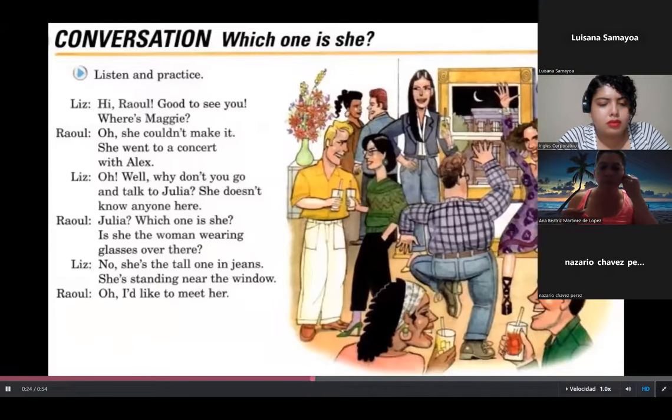Hi, Raul. Good to see you. Where's Maggie? Oh, she couldn't make it. She went to a concert with Alex. Oh. Well, why don't you go and talk to Julia? She doesn't know anyone here. Julia? Which one is she? Is she the woman wearing glasses over there? No, she's the tall one in jeans. She's standing near the window. Oh, I'd like to meet her.